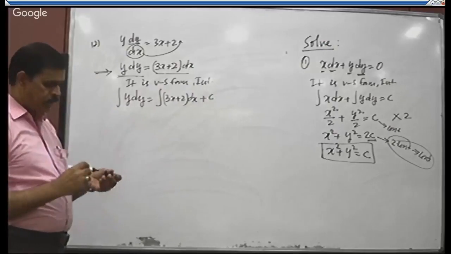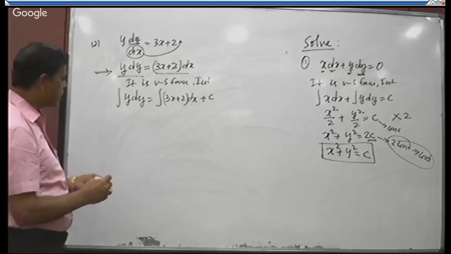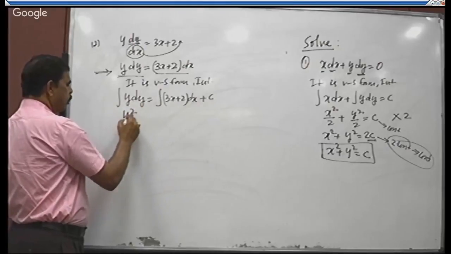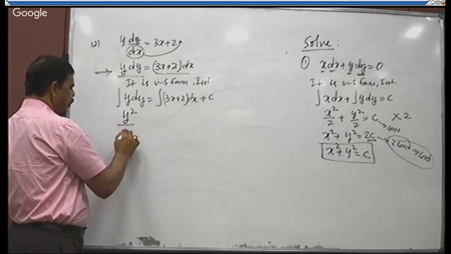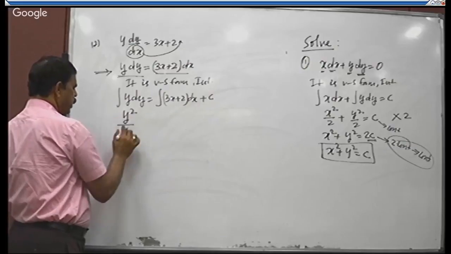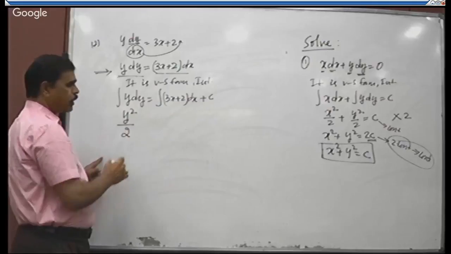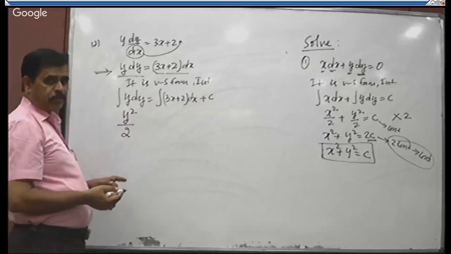I've taken just the integration symbol on both sides. Okay. Integration of y with respect to dy, it is similar to x only. It is x square by 2. X square by 2. Correct? For x, it is x square by 2.